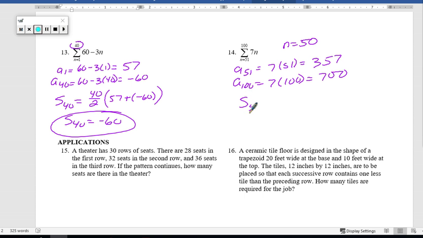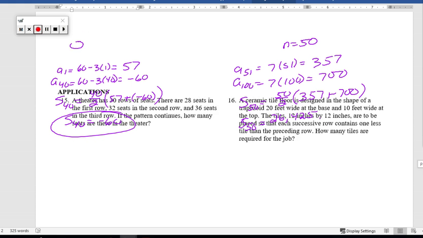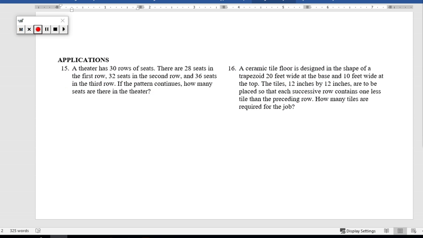So I want to know the sum of the first 50 terms of this particular sequence. It's going to be 50 over 2, 357 plus 700. And when we figure all that out, it turns out to be 26,425. We should be able to work through these problems as far as applications and word problems go.